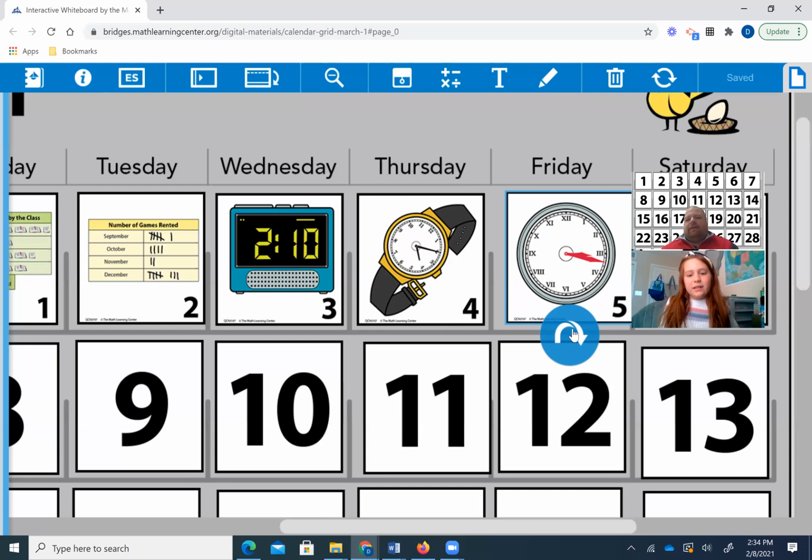What's your chocolate lab's name? Oh, there it is. Addie Grace. Oh, okay. All right.